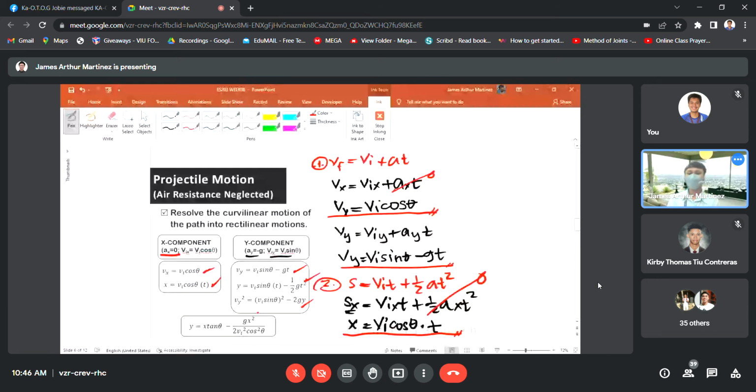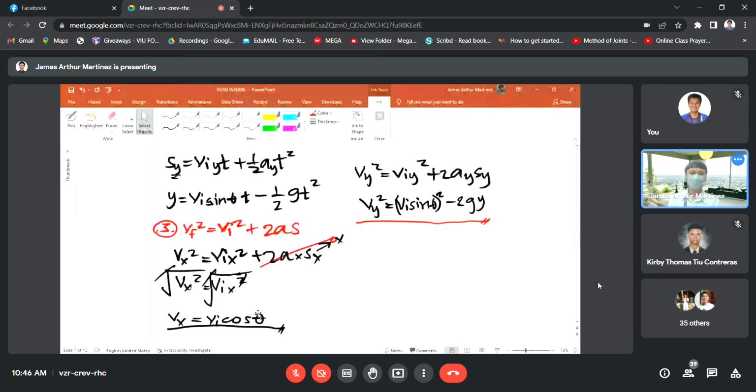So, I hope it was clarified to you what the basis or the legal grounds are regarding this. So, don't just memorize the formula or equation without knowing where it comes from, or what the basis or considerations of the formula are.